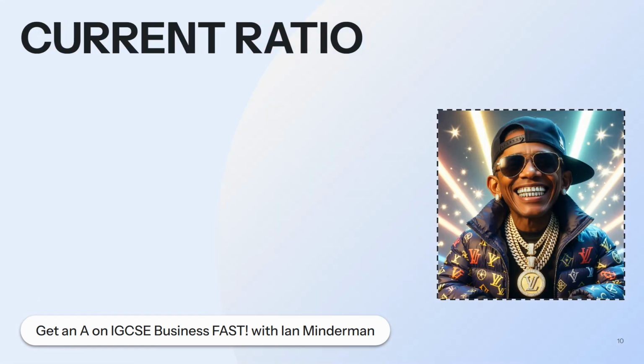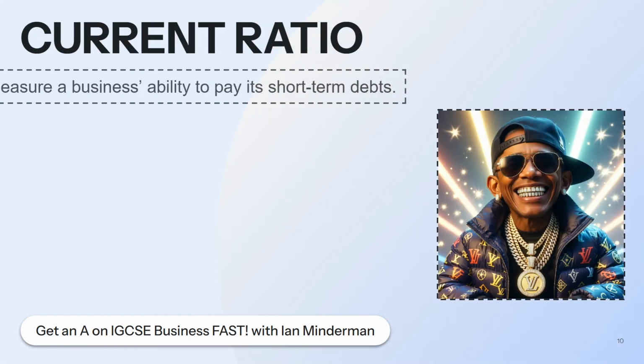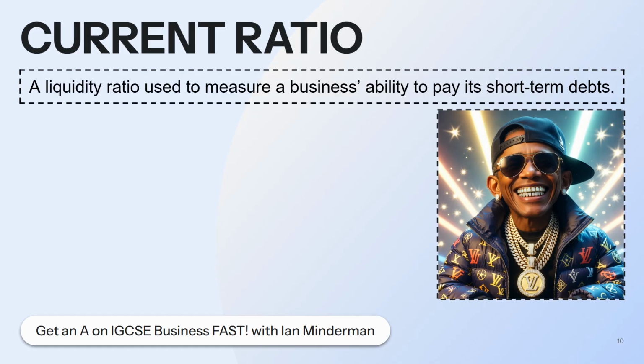Now we need to learn about the current ratio. We got Barack Obama blinged out on the right here. It is a liquidity ratio used to measure a business's ability to pay its short-term debts. Guys, that's what liquidity is. It's the ability for a business to pay its short-term debts. So with the ratio, all we're measuring is, are they really able to? Let's take a look at the math here.